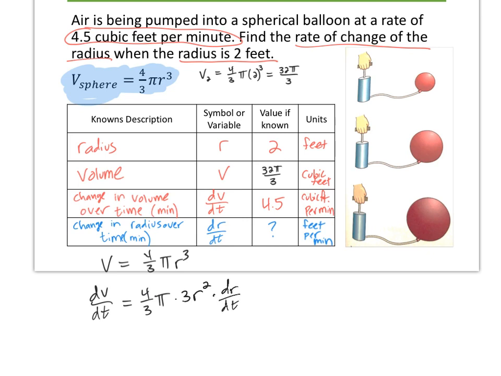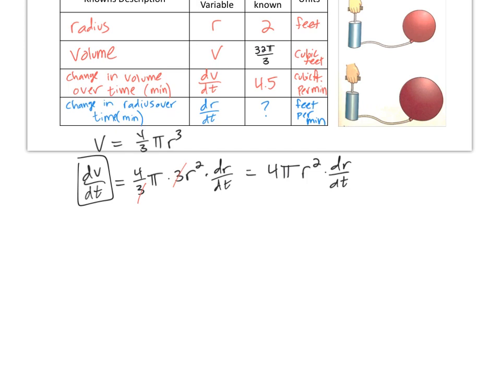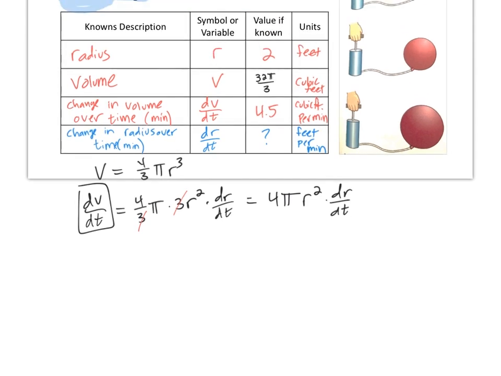dr/dt. And I hope you can see that the 3 and the 3 can cancel out, and I can rewrite this as 4 pi, because that's what's left over, r squared dr/dt. And so I now have dV/dt. I can see the values up here, and I have the r, and I'm looking for this. So all it is at this point is a plug and play. It's all about making the values that I have work in the equation that I have.